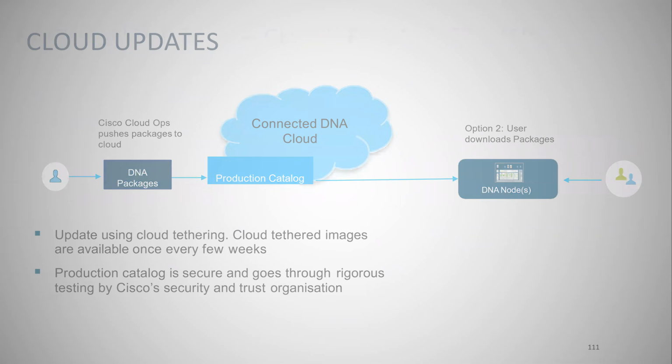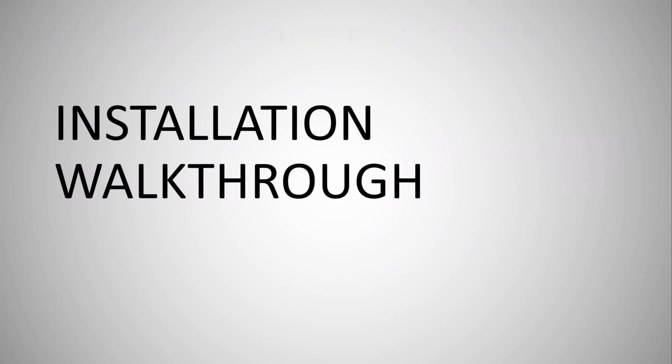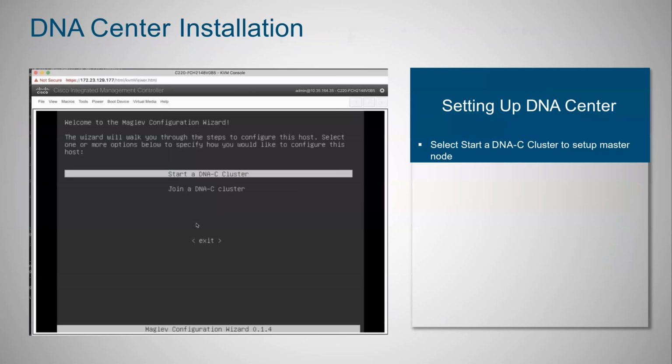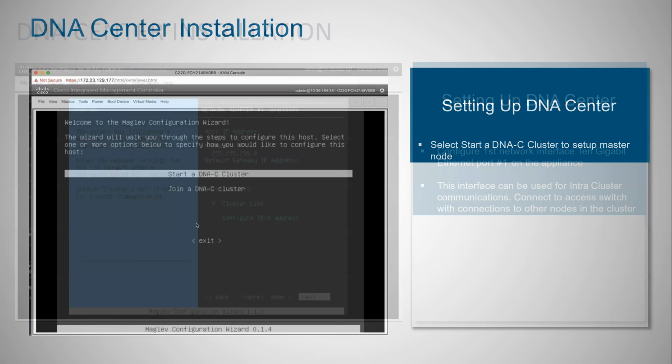Once you power on, then you will see the Linux shell like this. Now what Cisco has done is they have built this in a way that it's very much interactive. You press enter, it will ask, press enter, it will ask. So now what it is asking is to start a DNA Center cluster. Below you can see join a DNA cluster. So if you are deploying the first box, then you will choose the first option, start a DNA cluster.